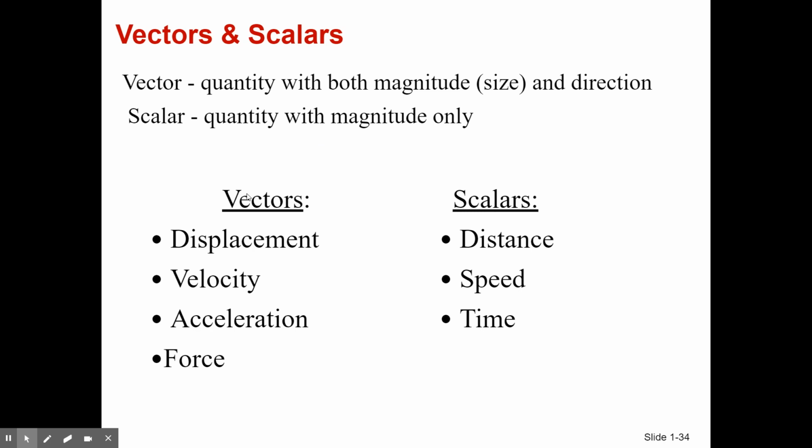And so all of these are vectors, which means they all require some type of direction. And then scalars do not. Distance, speed, and time, it doesn't matter about direction at all. So they're just quantities that have magnitude. And magnitude is the size of something. Have you ever heard of the magnitude of an earthquake or something like that? It's how big it was. Well, that's what a scalar is.